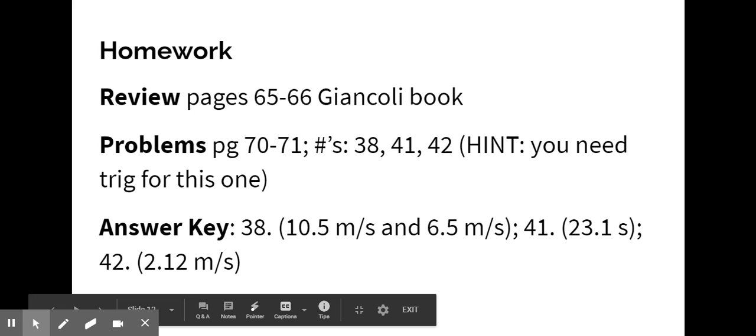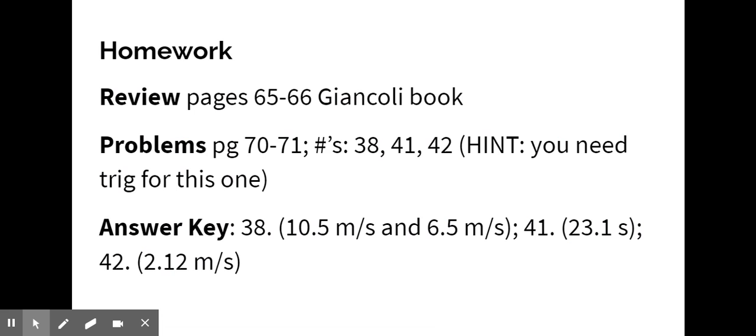Homework is in the Giancoli book. These are posted to Google Classroom, and there's an answer key posted as well, because again, I'm concerned about you showing work and learning the process rather than just putting in the answers. So you will get points if you show your work and show your process. You will not get points for just writing down the answer key because it's already there.